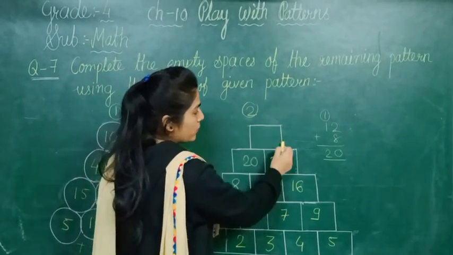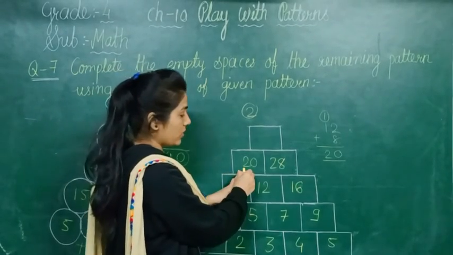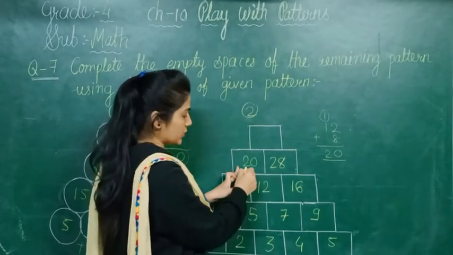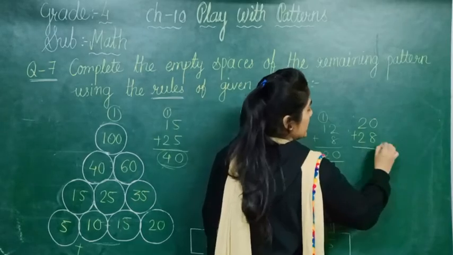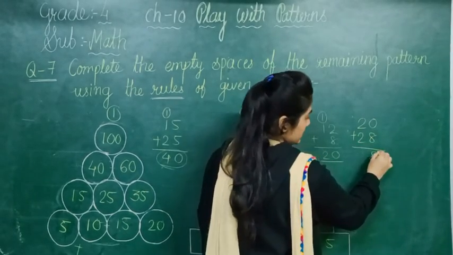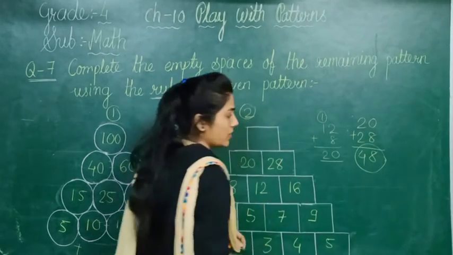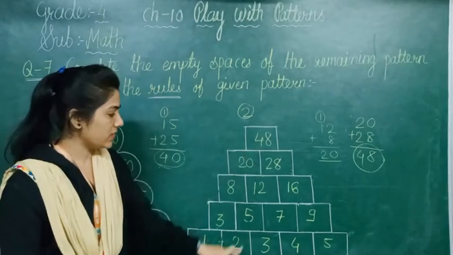Now only one box is left. It's the turn of 20 and 28. So we will do the addition of 20 plus 28. 0 plus 8, 8, and 2 plus 2, 4. So the number we get is 48. This is our answer.